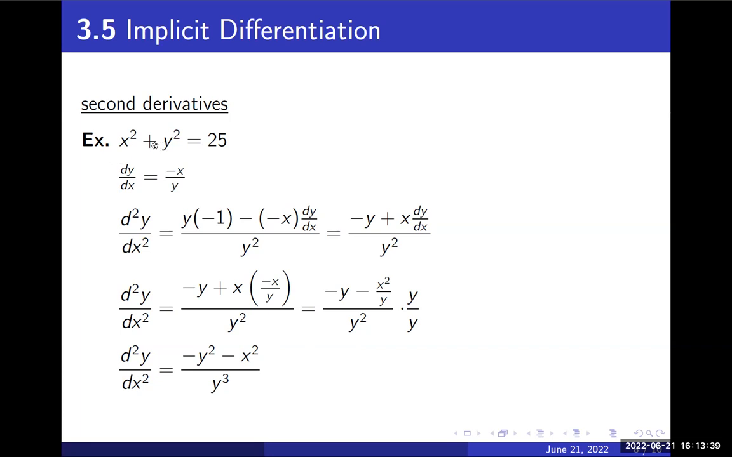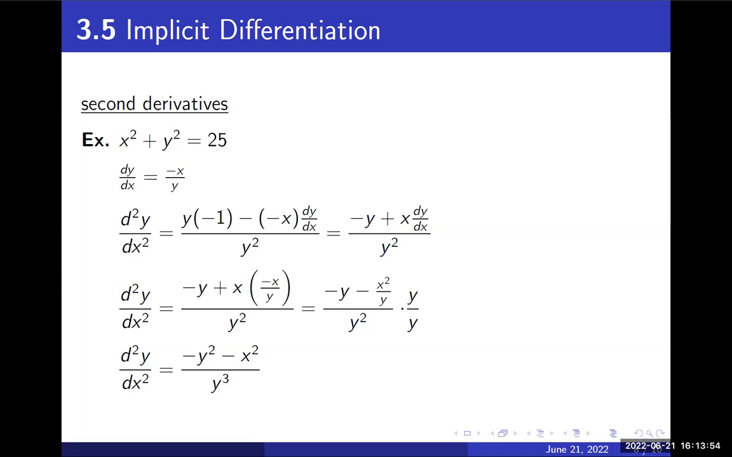Kind of interesting how that plays out, right? The original was x squared plus y squared, and the second derivative had a negative x squared, negative y squared. I don't know, probably total coincidence, but that's kind of interesting.